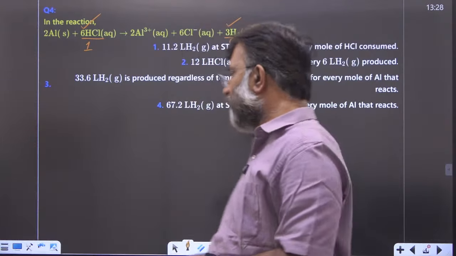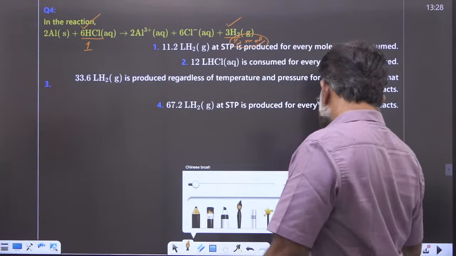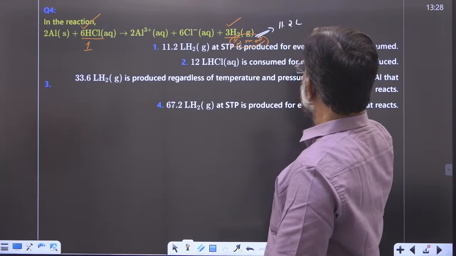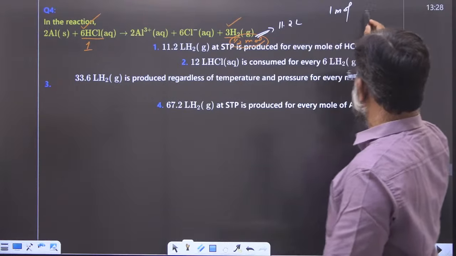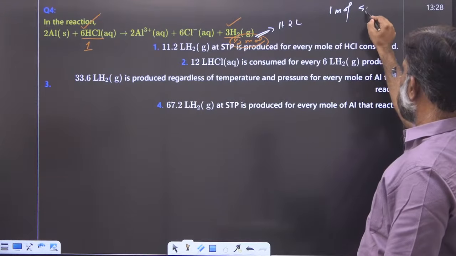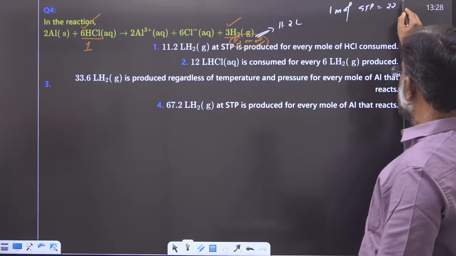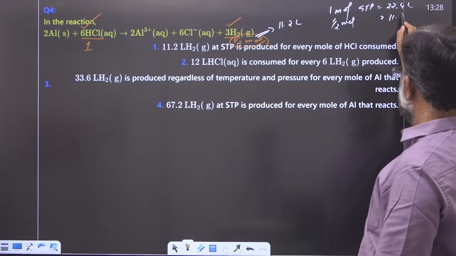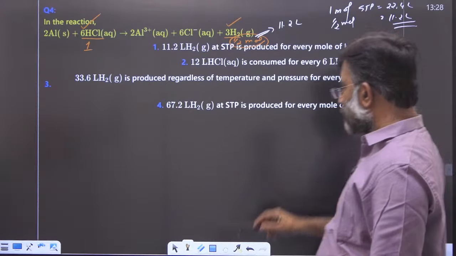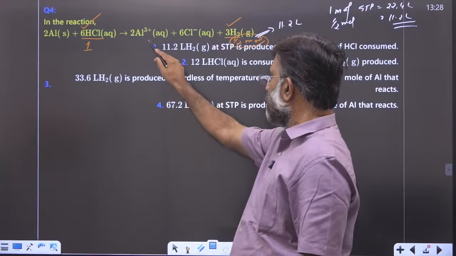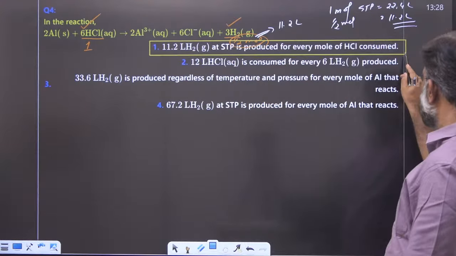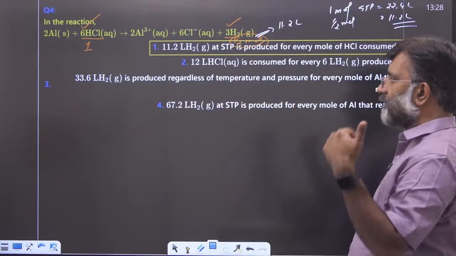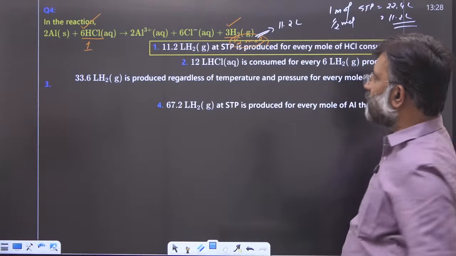What is half mole H2? Half mole H2 means 11.2 liters, because 1 mole of any gas at STP, you know it is 22.4 liter. Therefore, half mole, it is 11.2 liters, and that itself is the correct answer. First choice itself is the correct answer.